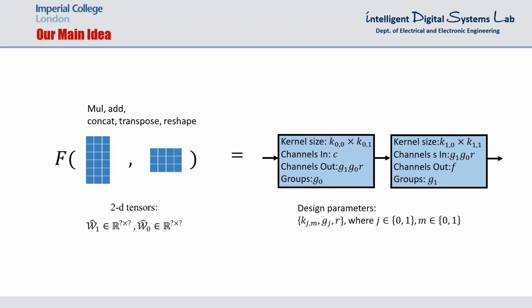We reformulate the low-rank estimation into a NAS problem. We demonstrate that in order to identify the function f and the shape of the 2D tensors, the problem is equivalent to searching the design parameters of the building blocks shown at the right-hand side.